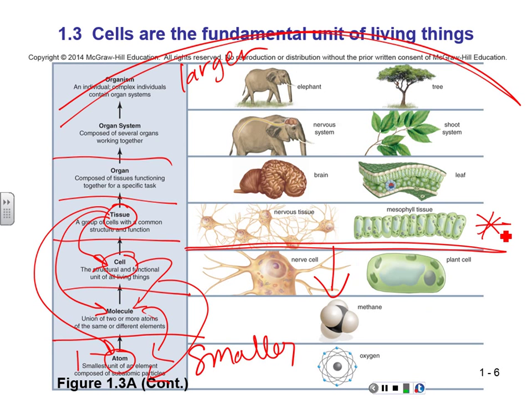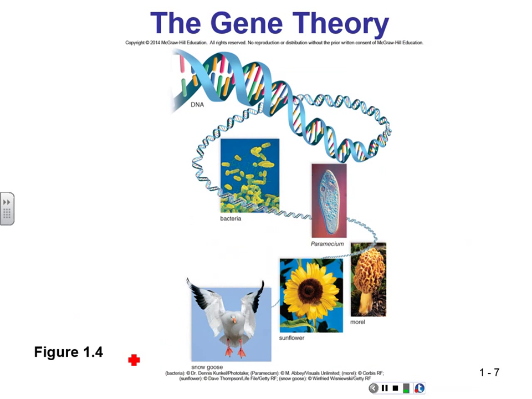You do need to know these levels of organization. You need to know that an atom is the smallest and that an organism is the largest, and be able to put them in order. So if there was a test question about which one of these answers has the levels of complexity of biological organisms in order from greatest to least, you could do that. Greatest to least.